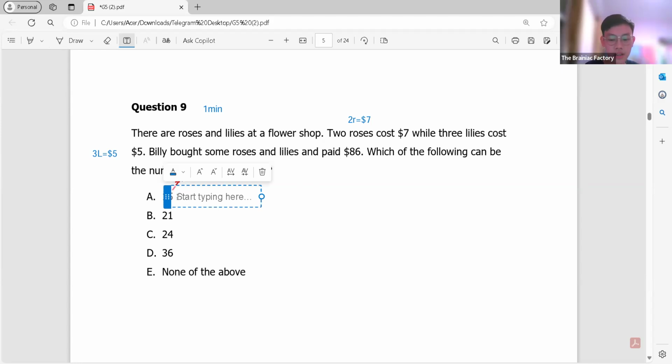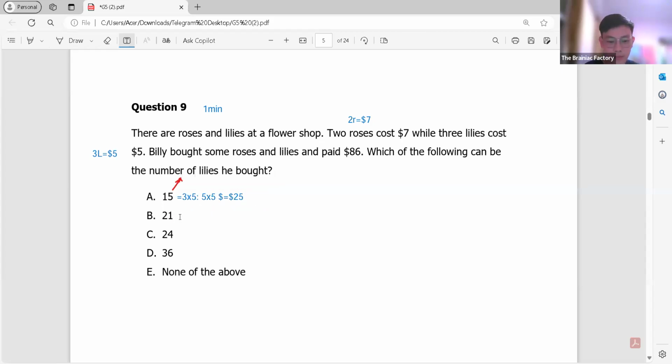If 15 is the number of lilies that Billy bought, 15 is equal to 3 times 5. So the price of only the lilies is going to be 5 times 5 in dollars. Because 3 lilies cost $5, 15 lilies is going to be $5 times 5. So it's basically equal to 25 here.